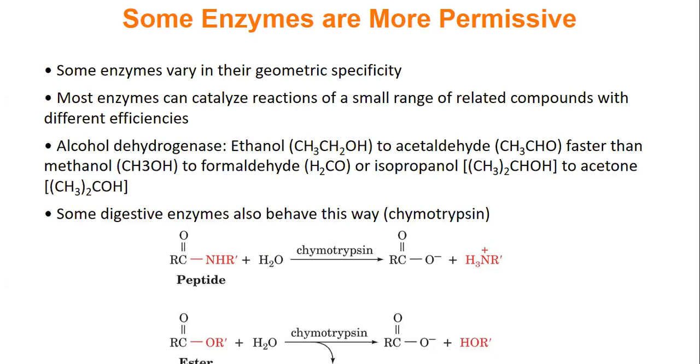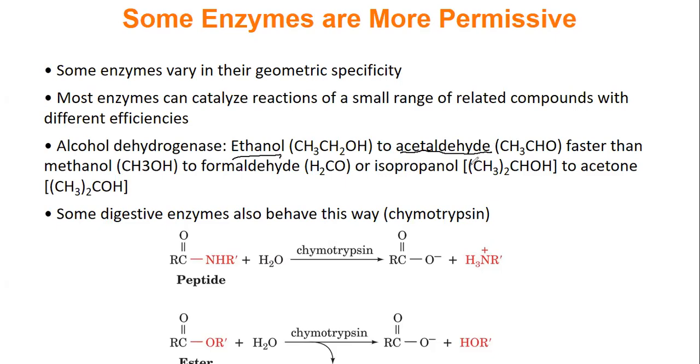One example being alcohol dehydrogenase. This is a thing that breaks down alcohol when you drink it. And normally ethanol is the stuff that you drink to get drunk. That will be broken down to this compound.